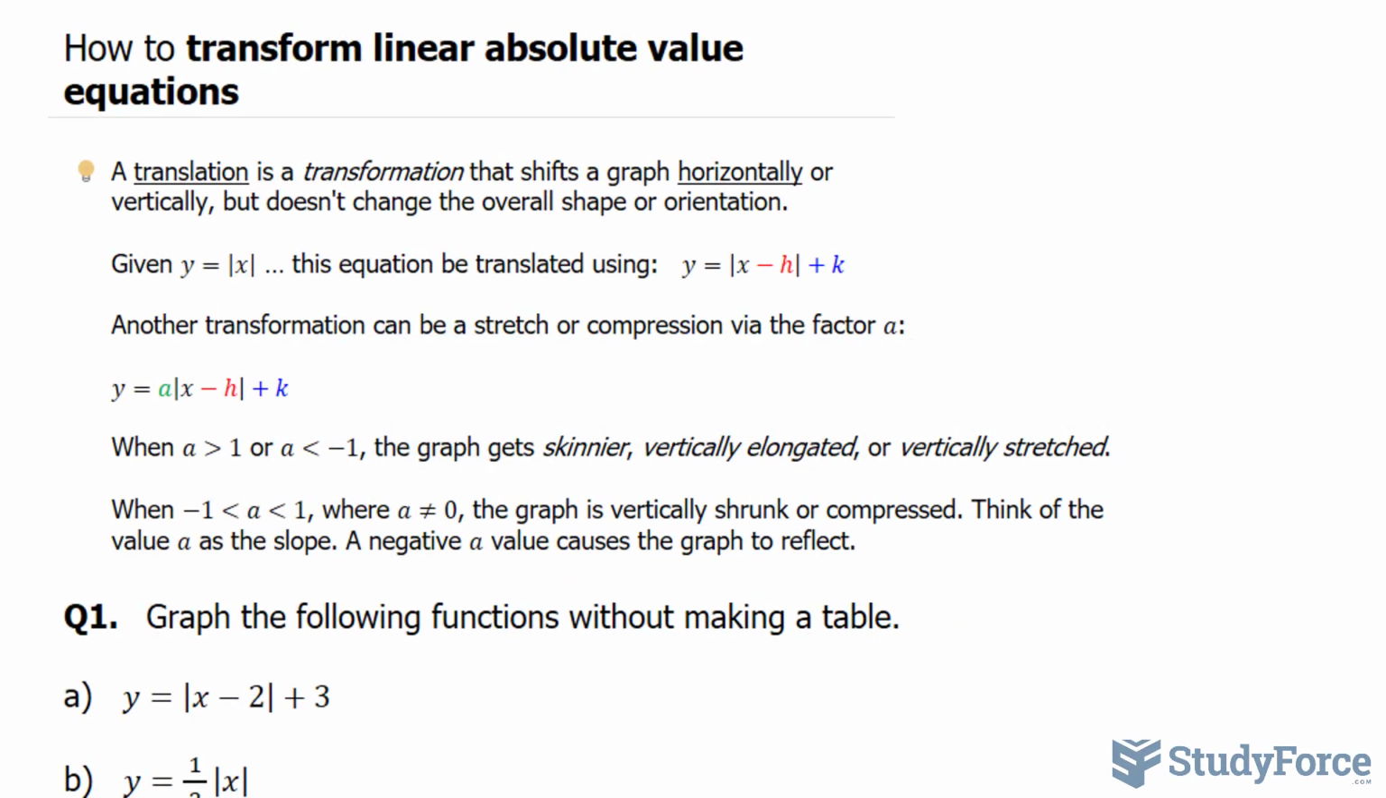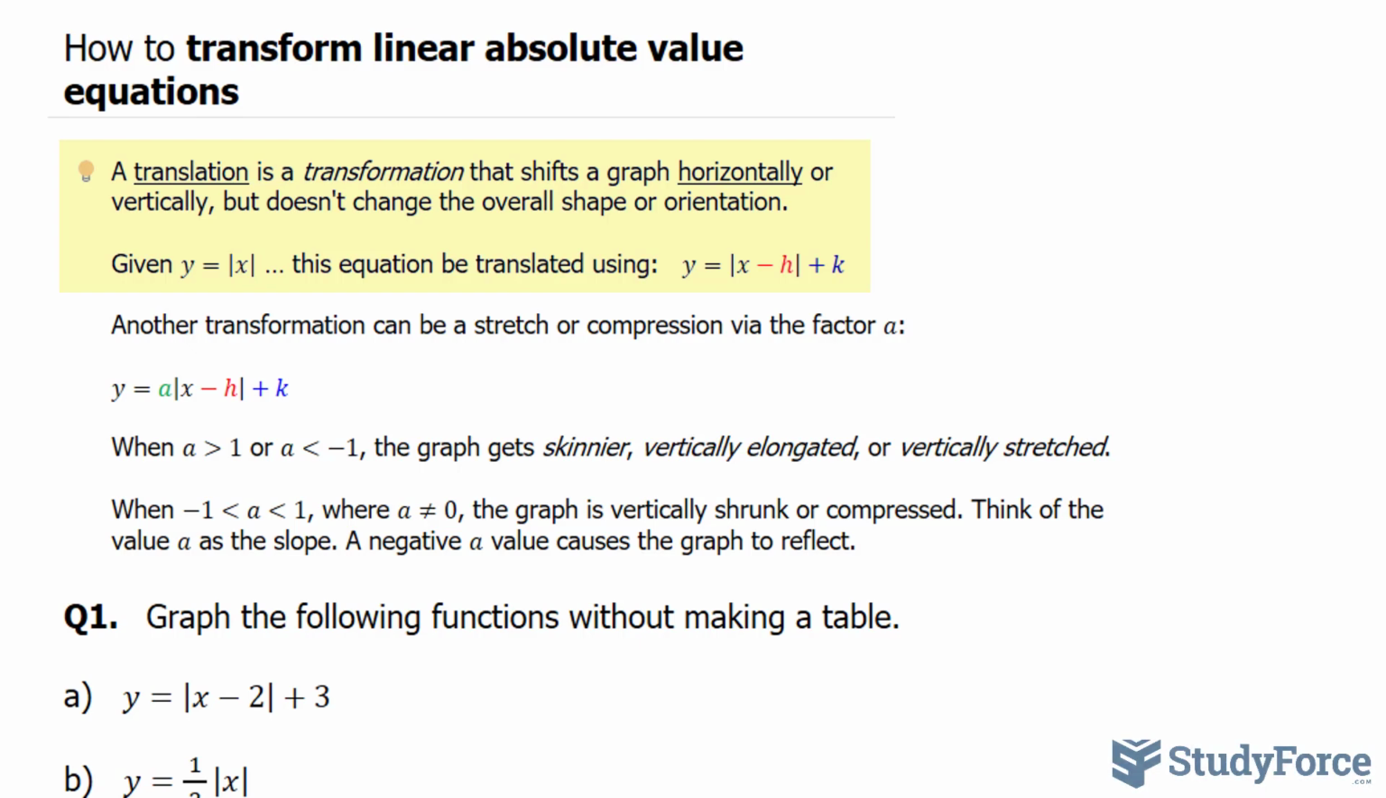In this lesson, I'll show you several examples on how to transform linear absolute value equations. Just a few short words before we begin. A translation is a transformation that shifts a graph horizontally or vertically, but doesn't change the overall shape or orientation.